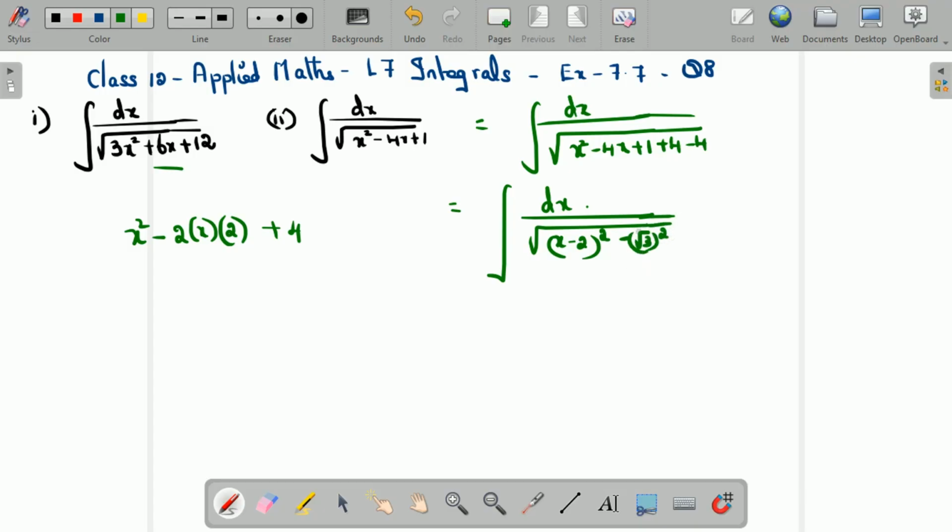Now this is of the form x square minus a squared. So directly we can apply the formula, which is log of x plus root of x square minus a square. So in this case, x will become x minus 2 plus root of, after all the simplification, you will get only this. So I'm directly writing this: x squared minus 4x plus 1 plus c.